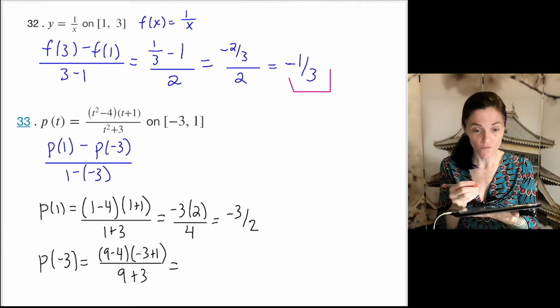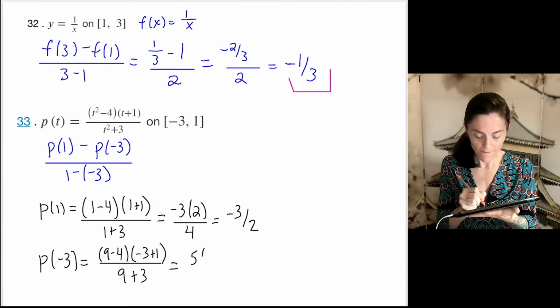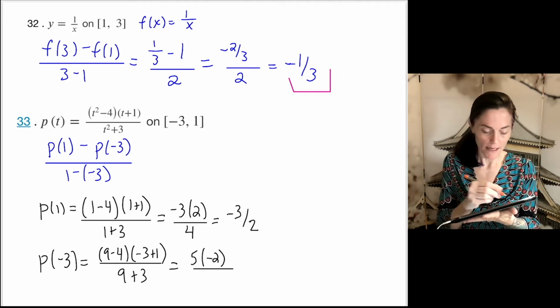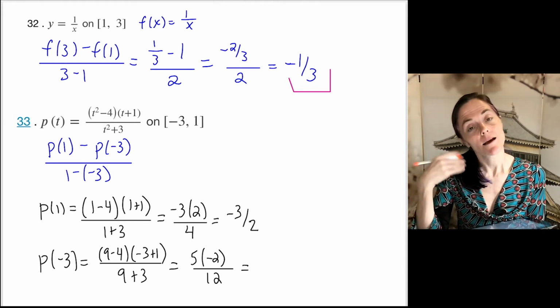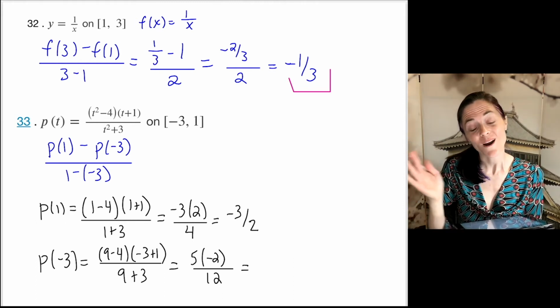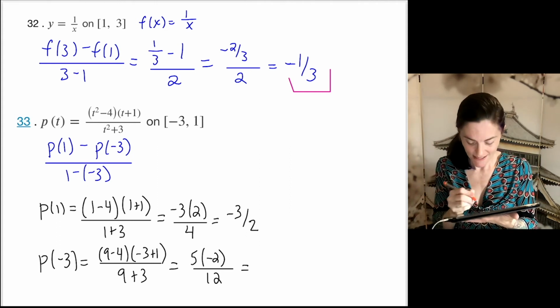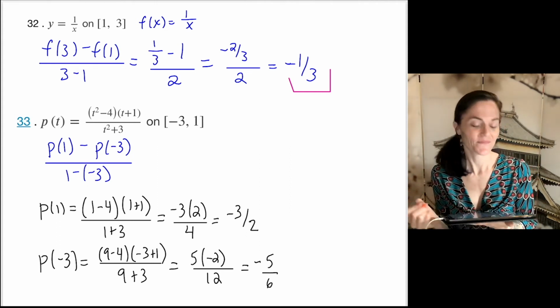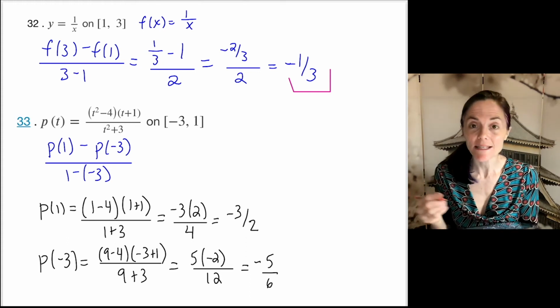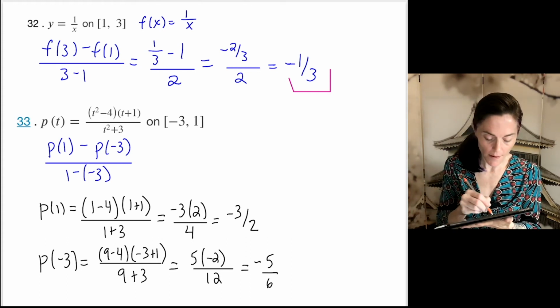Well, 9 minus 4 is 5. We have 5 times -2, and then divided by 9 plus 3, which is 12. You see, this is -10/12, or -5/6. But this is -5/6. Now I'm ready to go back into this part.